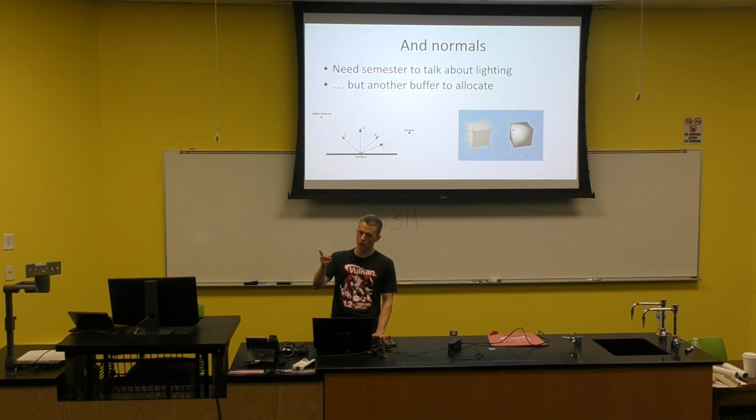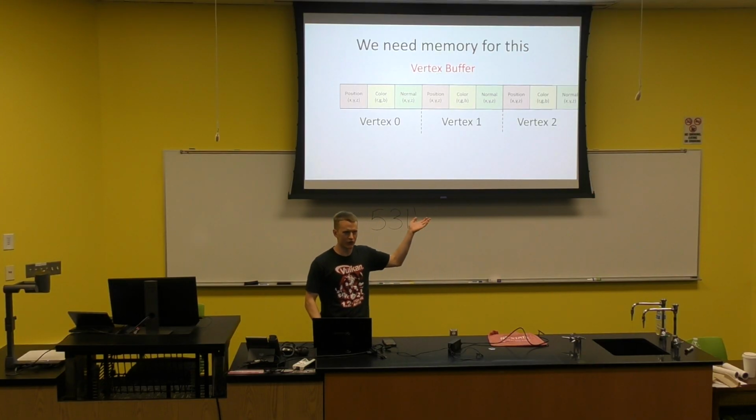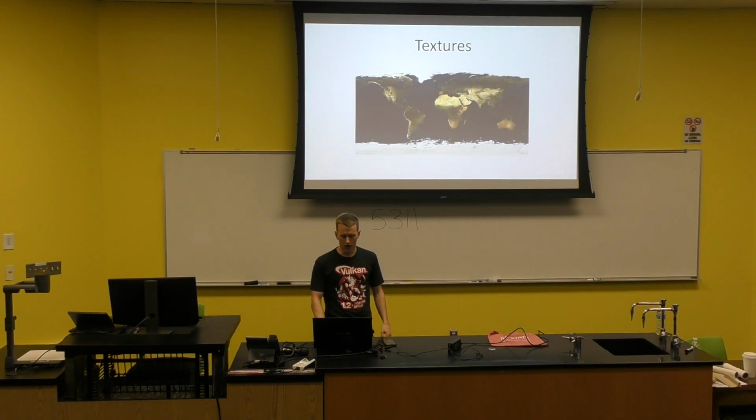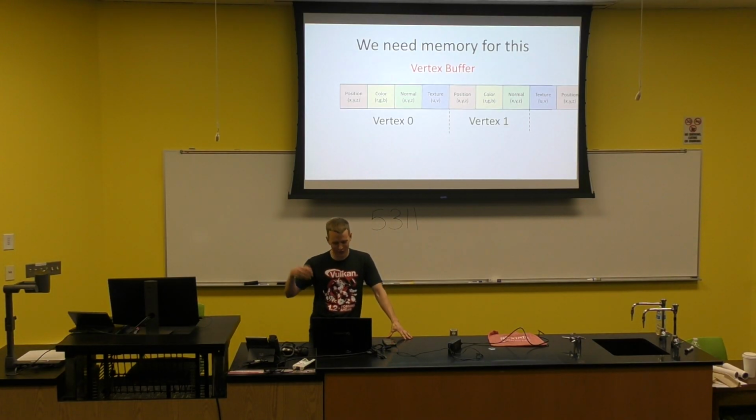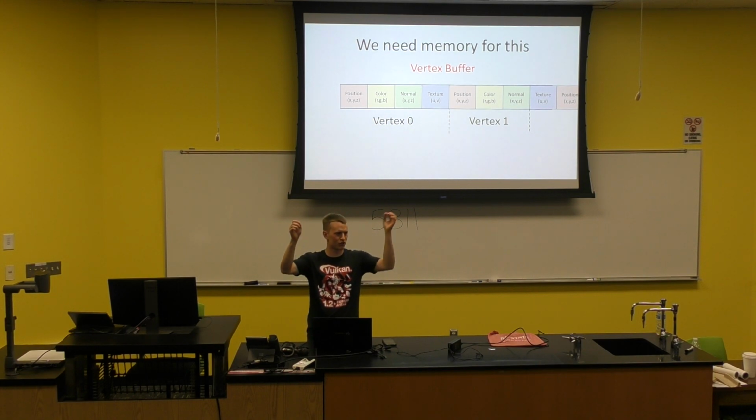Now we need a normal. When you want to shine light, if you took your physics class, light bounces depending on the normal. So now you've got to find the perpendicular angle to a surface and have that value baked into your vertex. So we're going to have to put that in our vertex buffer. We're starting to run out of room. Textures, more memory. So now we have to have a texture position for a vertex.